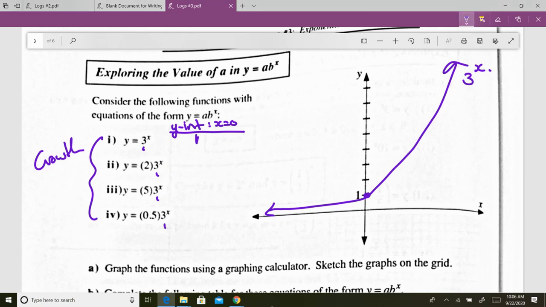So what is the y-intercept of this graph? So I put 0 in for x. That means I'm going to get 2 times 3 to the power of 0. Ooh, I love that. So it's right there. Is it growth or decay?